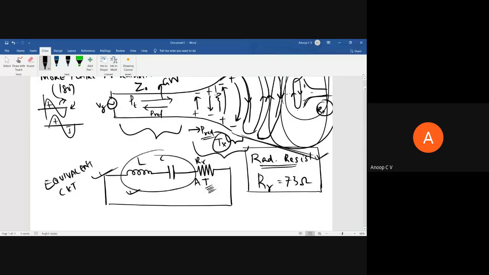This LC corresponds to the power which is stored in this resonator, the lossless transmission line, and this RR corresponds to the power which is radiated. Okay, that's it. That's about radiation resistance and all.